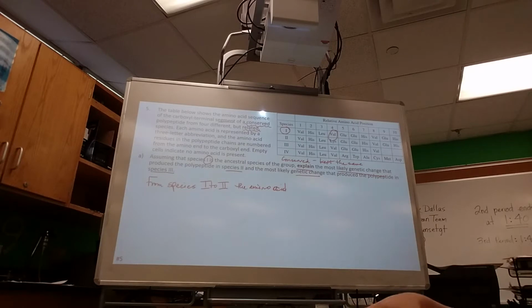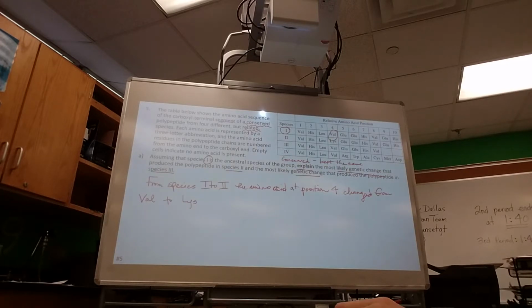So, from species 1 to species 2, the amino acid at position 4 changed, from valine to lysine. Do I need to know the full names of these amino acids? No.